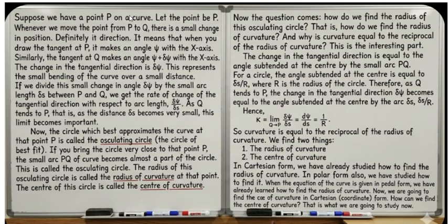Suppose we have a point on a curve. Let the point be P. Whenever the point moves from P to Q, there is a small change in the position over the curve, definitely directional. Draw the tangent at P, and it makes an angle psi with the x-axis. Similarly, if you draw the tangent at Q, it makes an angle psi plus delta psi with the x-axis. The change in the tangential direction is delta psi. This represents a small bending of the curve over that small distance.